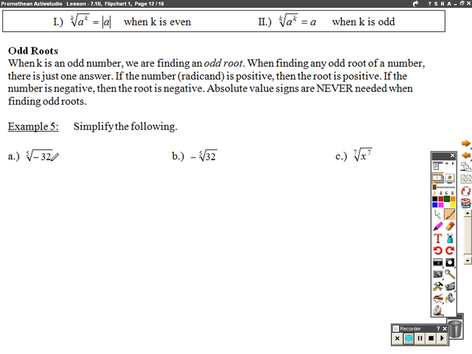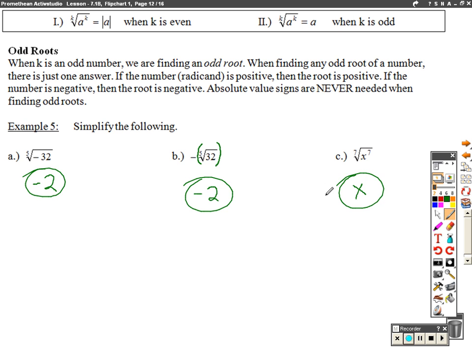Fifth root of negative 32. We can take the fifth root of a negative number because 5 is odd. What times itself 5 times gives you negative 32? Well, negative 2. Same thing here. However, we're going to hold off on the negative. Let's just find what the fifth root of 32 is. What times itself 5 times gives you 32? 2 does. And then you apply the negative. So in this case, you get negative 2 again. Here, 7 goes into 7 one time. Pull out one of the x's. No absolute value brackets needed.